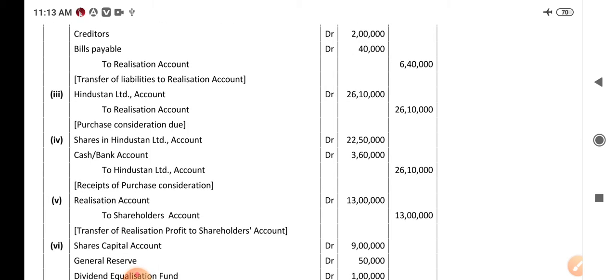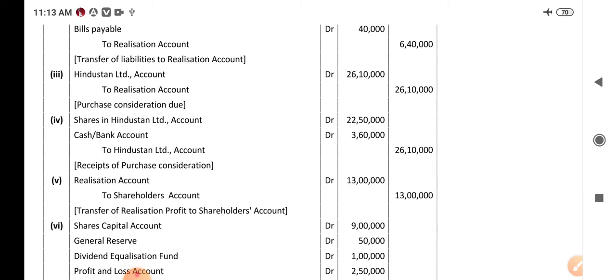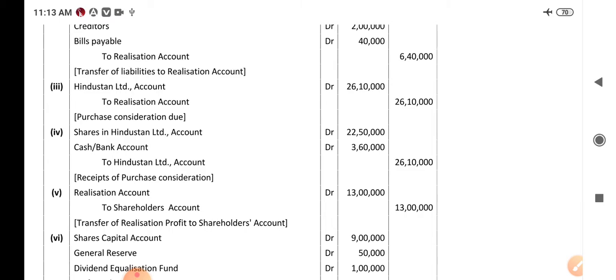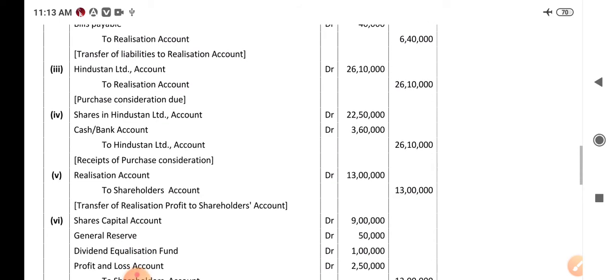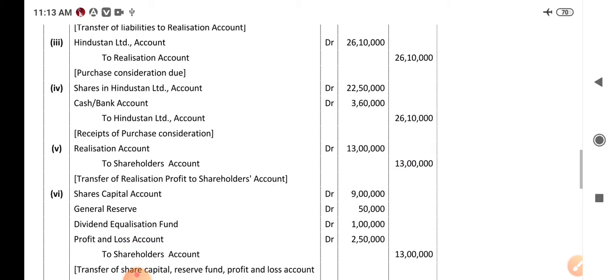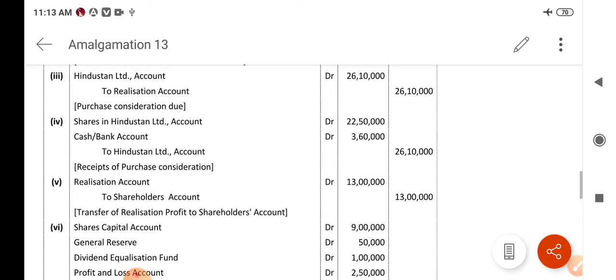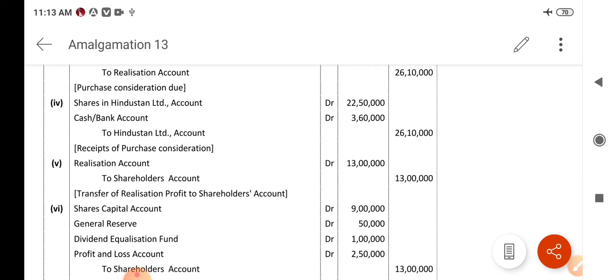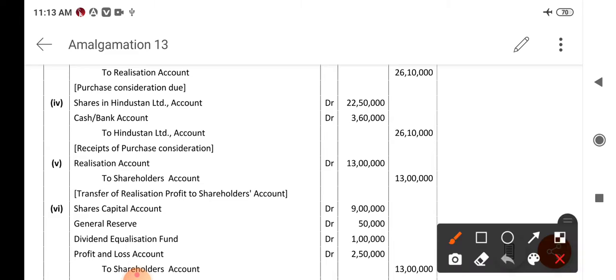Next, third entry for the purchase consideration due: Hindustan Limited account debtor to realization account. So we will record the total purchase consideration given 26,10,000. Next entry, for the receipt of purchase consideration, here purchase consideration is received in the form of shares to the extent of rupees 22,50,000 and in the form of cash 3,60,000.